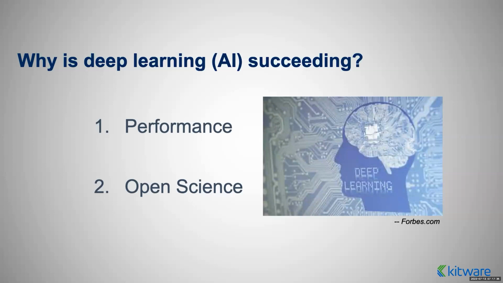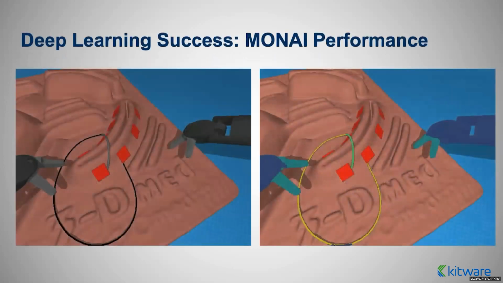But I'm going to argue that the other component, the other reason why AI is succeeding and deep learning is succeeding is because it's fully embraced open source and open science. And we're going to see that in MONAI. That's the topic today. And so in terms of performance, what do I need?